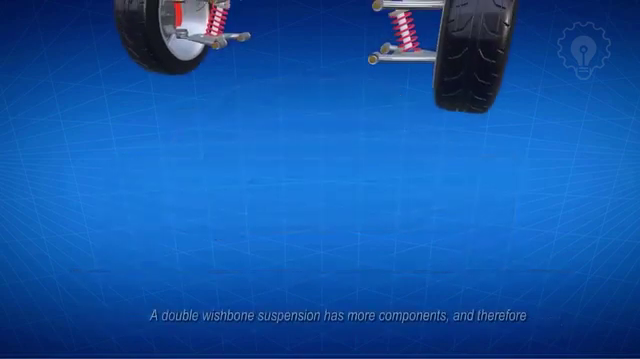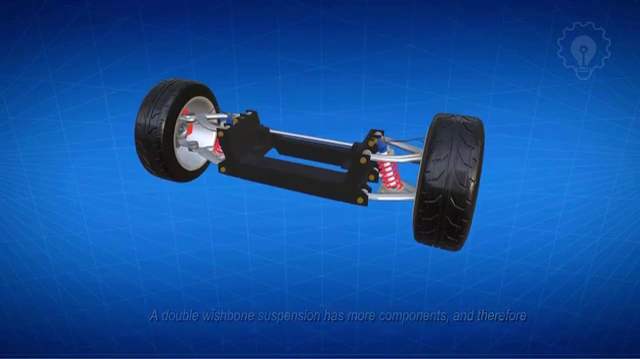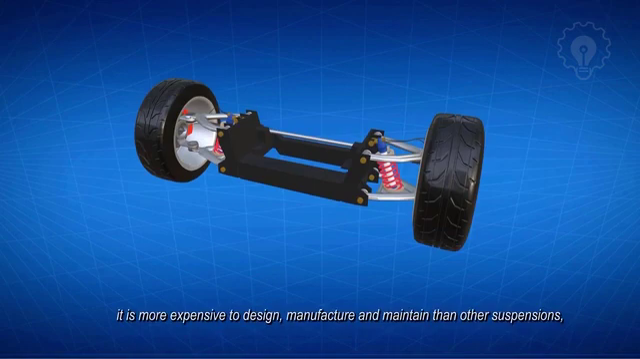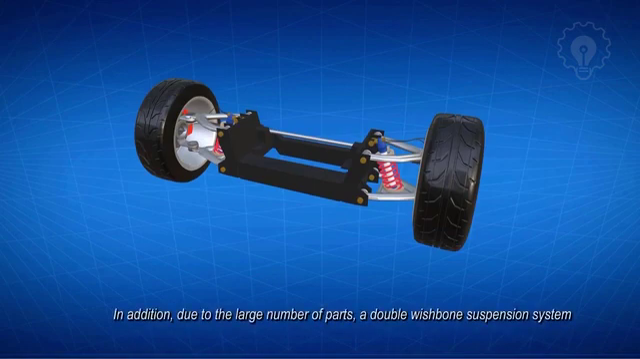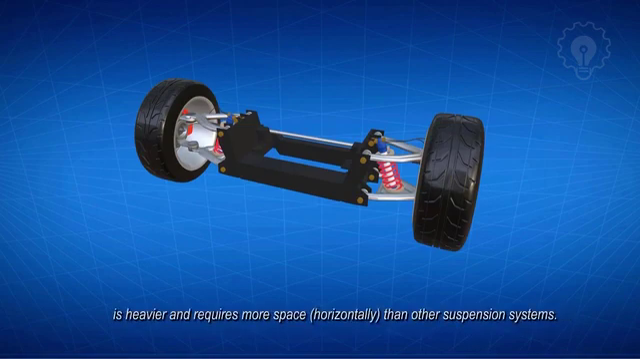A double wishbone suspension has more components, and therefore it is more expensive to design, manufacture, and maintain than other suspensions. In addition, due to the large number of parts, a double wishbone suspension system is heavier, and requires more space than other suspension systems.